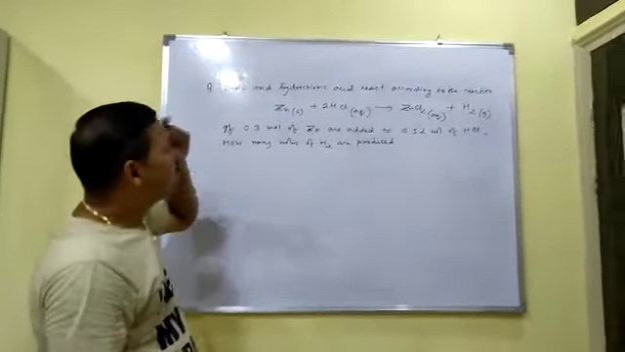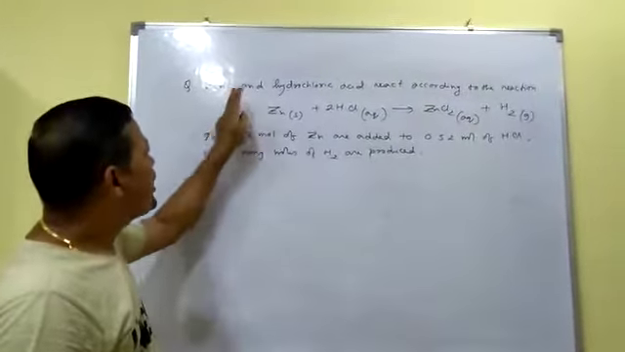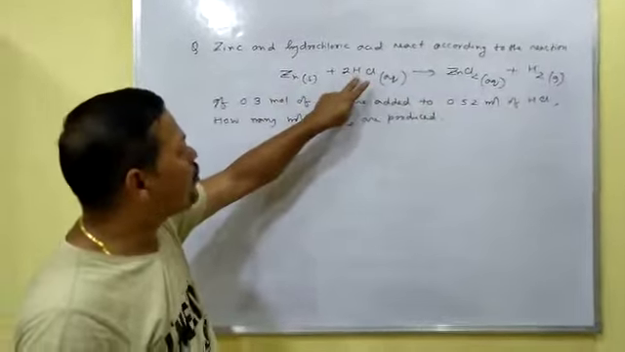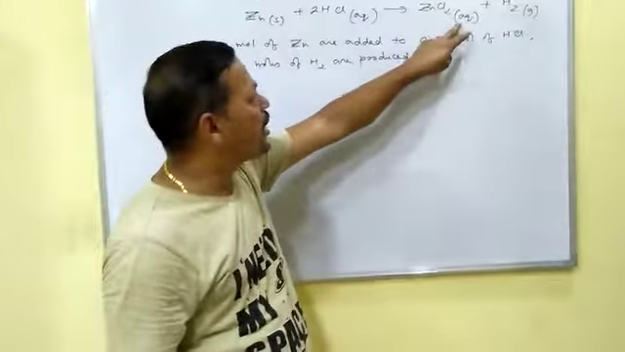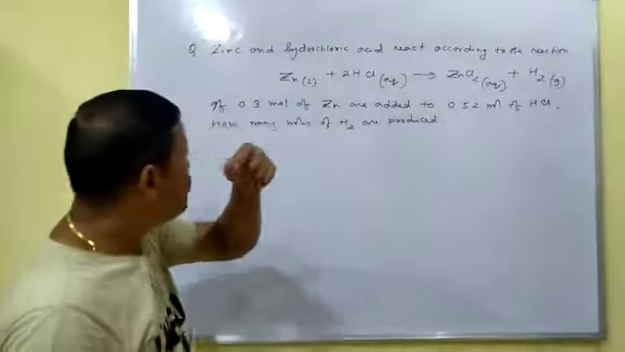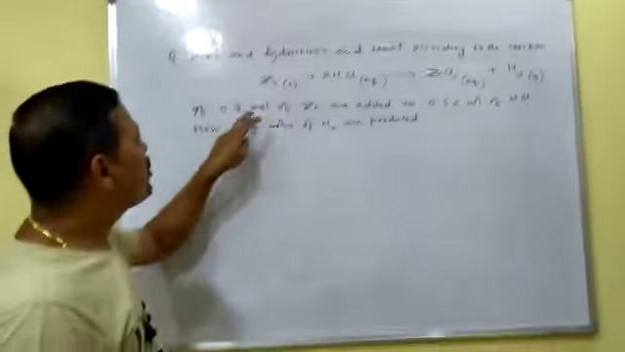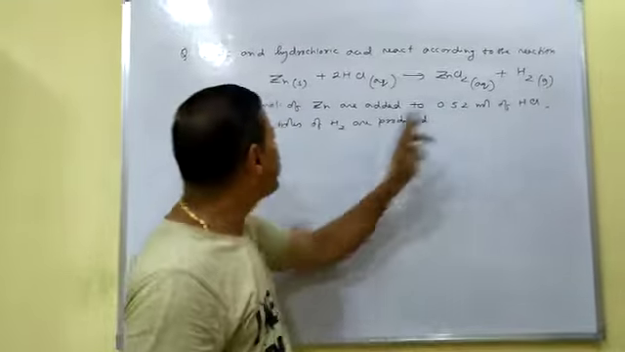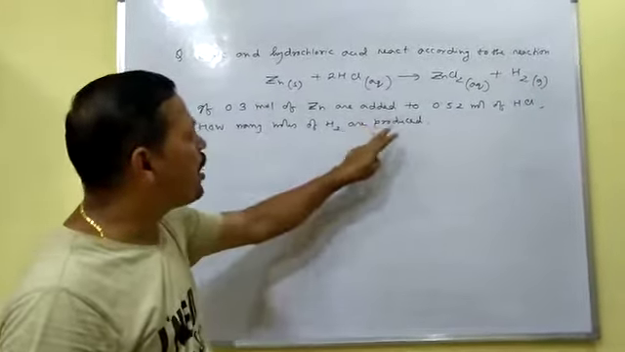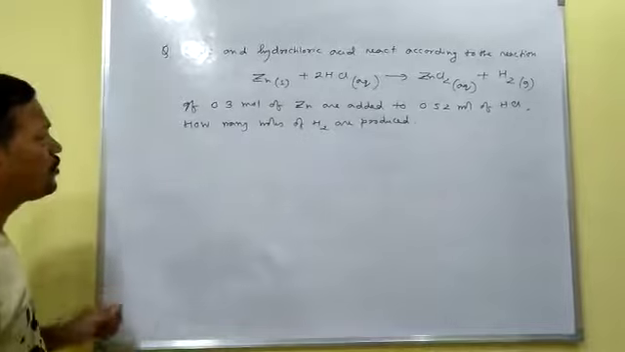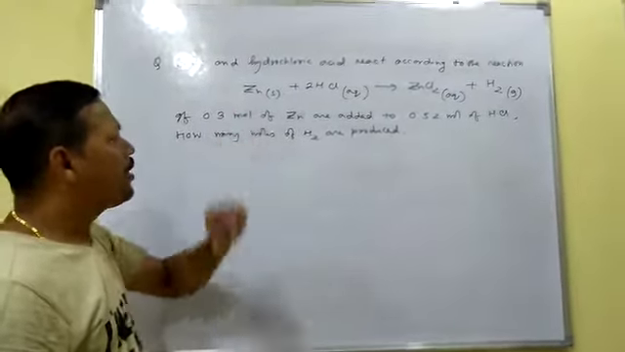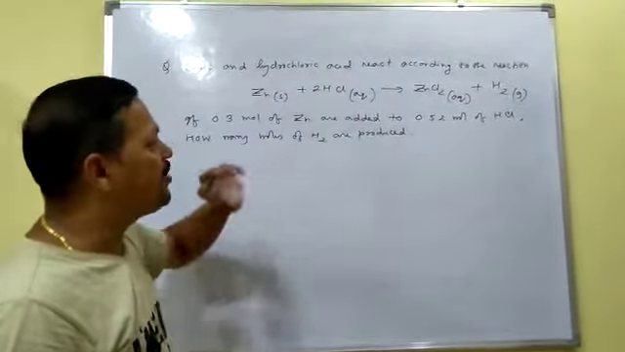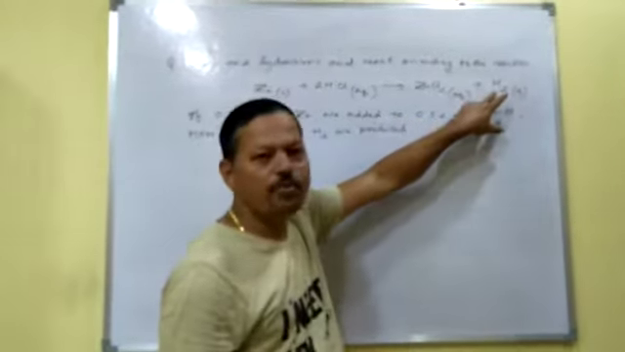This is another question of stoichiometry. Zinc and hydrochloric acid react according to the reaction: zinc solid plus hydrochloric acid aqueous gives zinc chloride aqueous plus hydrogen gas. The question is, if 0.3 mole of zinc are added to 0.52 mole of HCl, how many moles of hydrogen are produced? So here the amount of zinc is given, the amount of HCl is also given. The amounts of both the reactants are given, and you have to find out the amount of hydrogen.